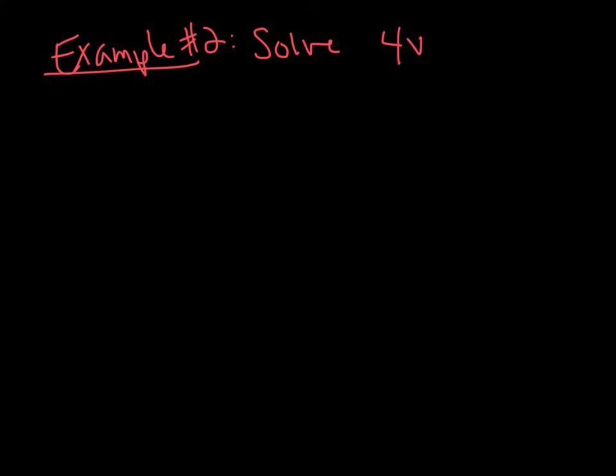So if you're feeling pretty good about this, you can feel free to just pause this one and try it on your own. So I have 4x minus 3y equals 25. y equals 6x minus 13. So go ahead and pause and try it on your own, and then I'll work it out.